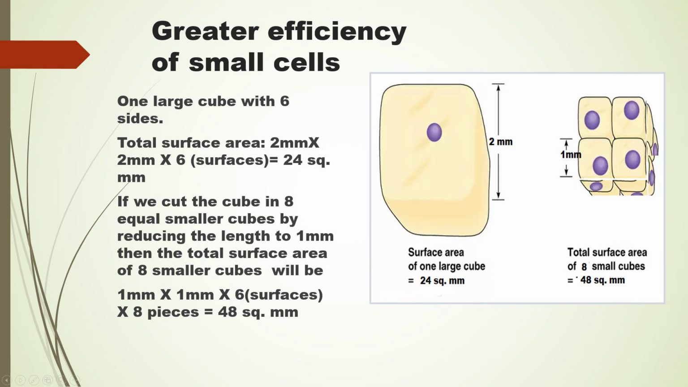So if you can just see the difference between the two, the bigger cube had total surface area as 24 square mm, and the smaller one had 48 square mm. So here the surface area is increasing, because of which the diffusion of substances or movement of substances in and out of the cell becomes very, very easy. And the smaller the cells are in size, the more easily they communicate with their neighboring cells. So that is how the conclusion was: the smaller the cells are in size, the better is the efficiency to work.